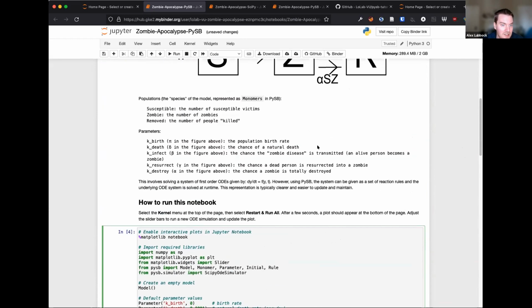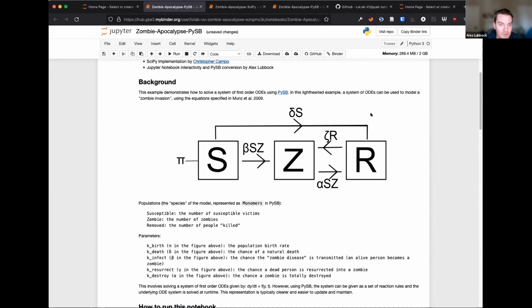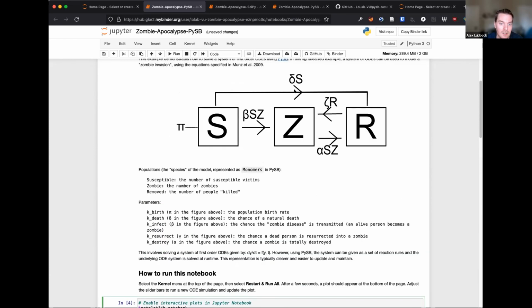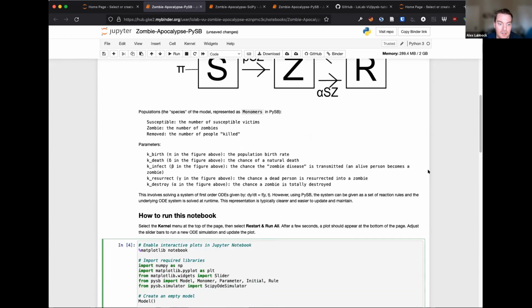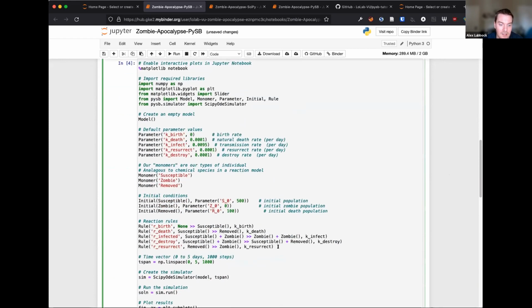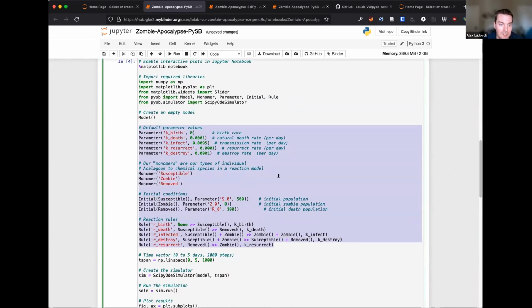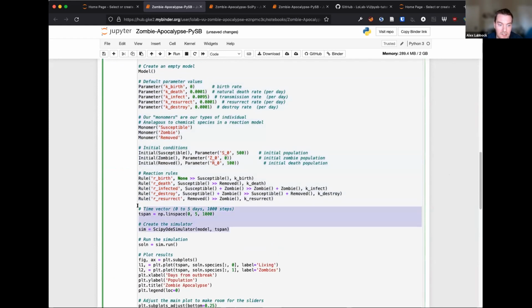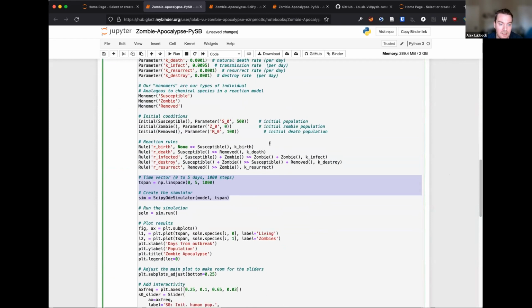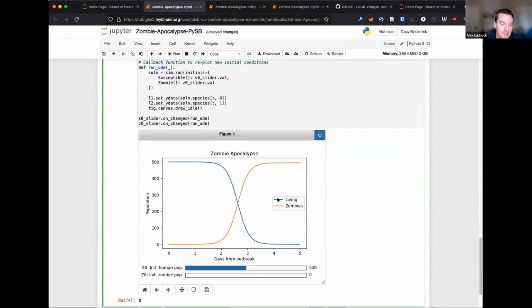So that's basically the process we went through. We had a list of the specification for the model, drew the diagram, specified the rate constants for this model, and then based on that, you can go and implement it in PySB in this case, and then we ran a simulation for this model using these parameters and initial conditions, and plotted the results.